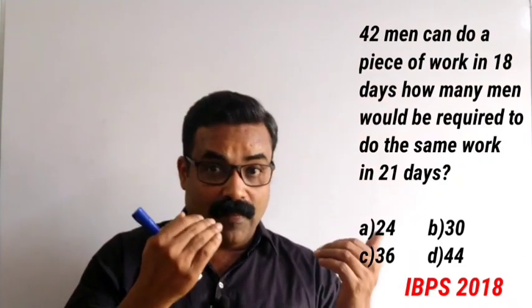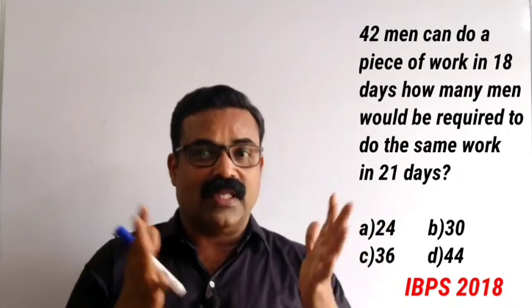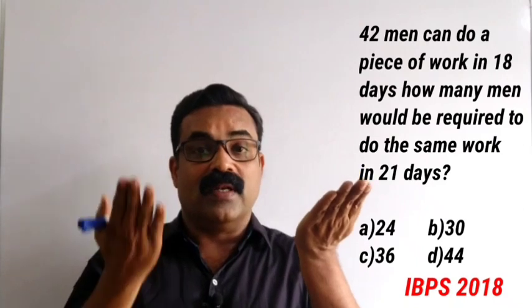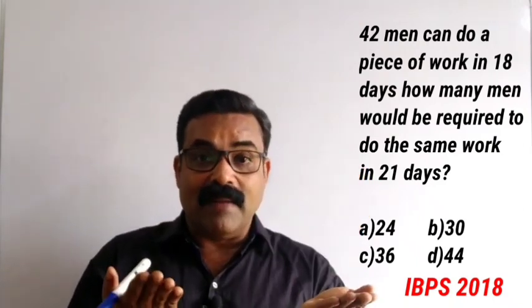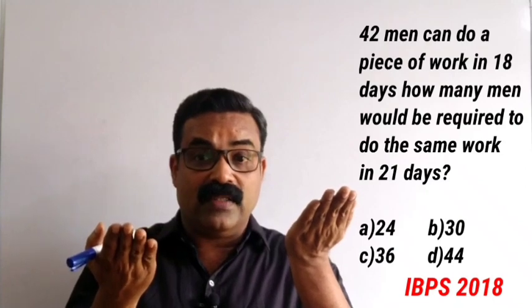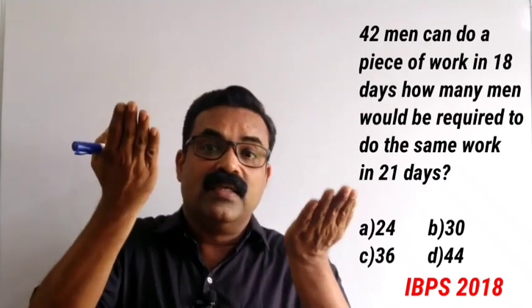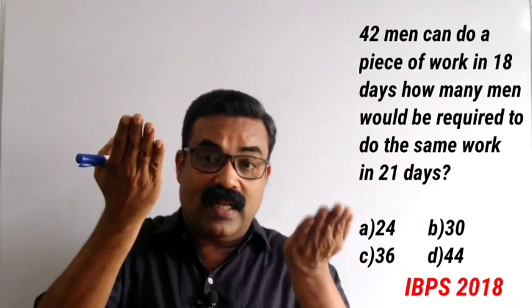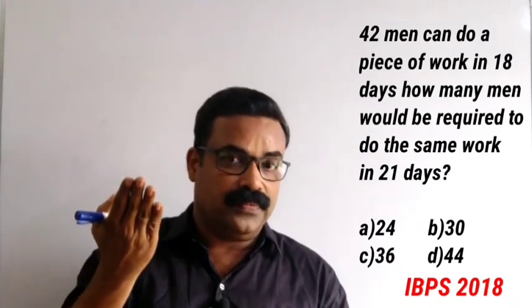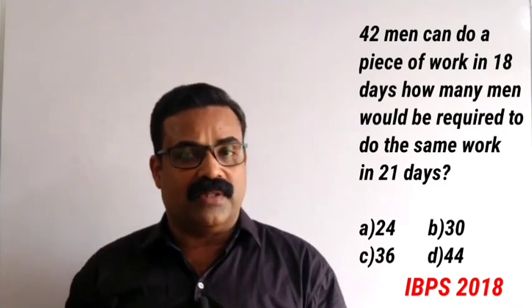Number of days are increasing, which means the number of men will be decreasing. This is the normal concept. When the manpower is more, time taken will be less. When the manpower is less, time taken will be more. So when 18 days work is extended to 21 days, the number of people will be less than 42. So your answer should be a number less than 42. Isn't it? So let us solve this question.